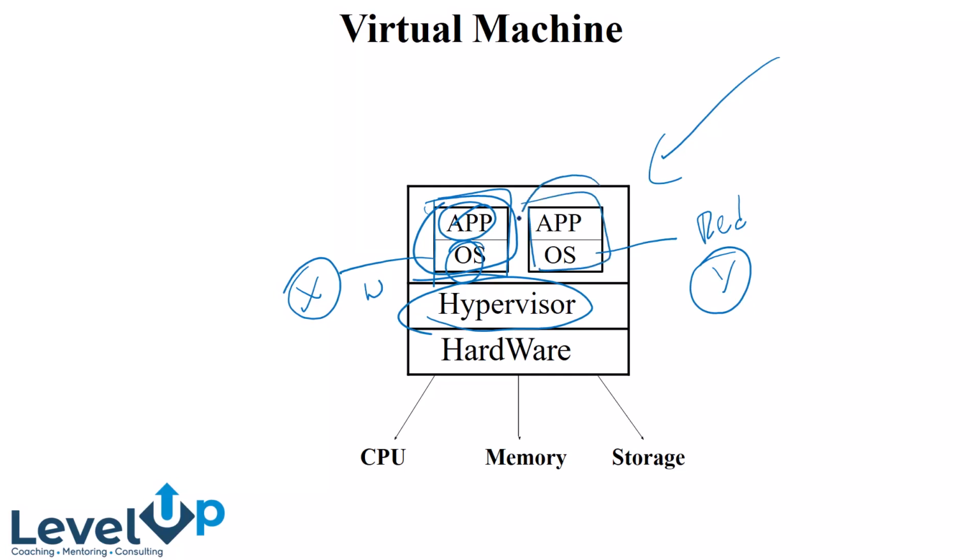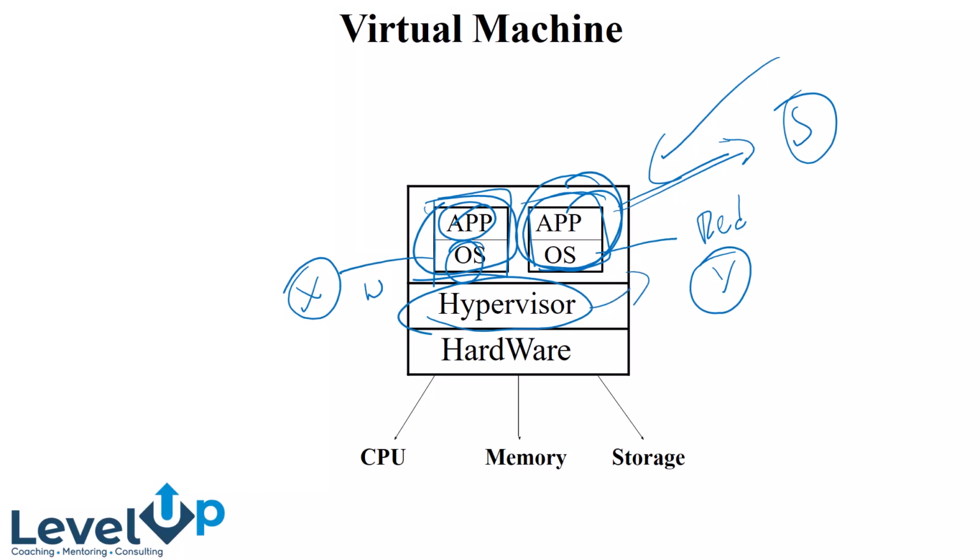So this complete piece will act as one server, but this is not physical. This is only a software based virtual machine, or you can say a software server which is not physical, but it acts like a server. Then we can simply name it a virtual server or a virtual machine. So that is how we are creating it, with the help of the hypervisor.